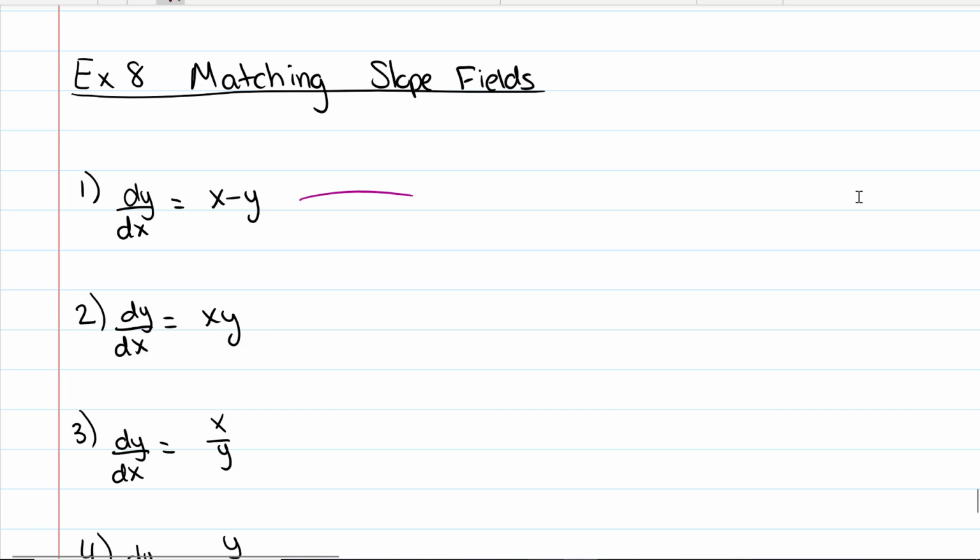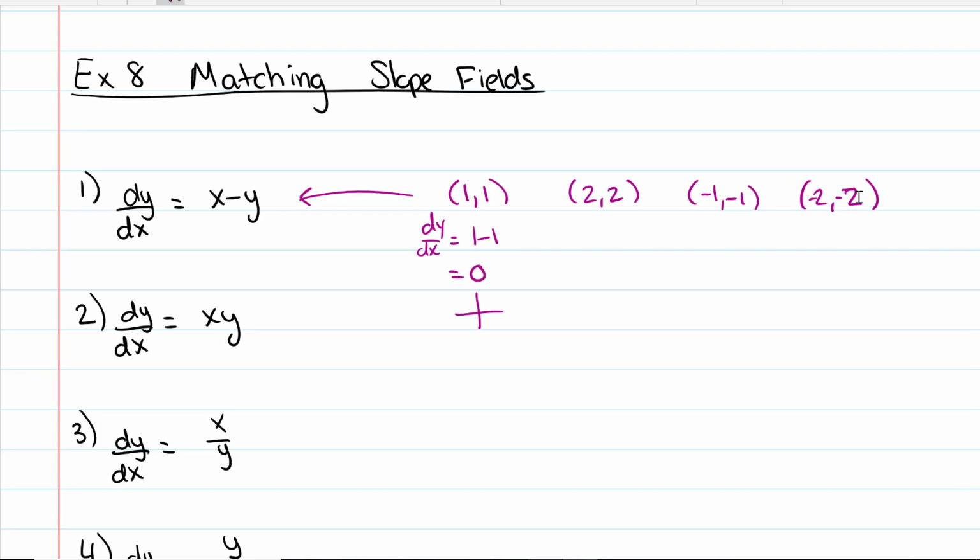For example, for the first one, let's look at the points (1, 1), (2, 2), (-1, -1), and (-2, -2). So dy/dx for this one is going to be equal to 1 minus 1, so that's 0. So on the graph, at (1, 1), the slope should be 0. At (2, 2), we'll get 2 minus 2, so that's also 0. Here we're going to get -1 minus -1, and -2 minus -2. Each of these I get 0. This means on the graph, the slopes at these values will be 0.